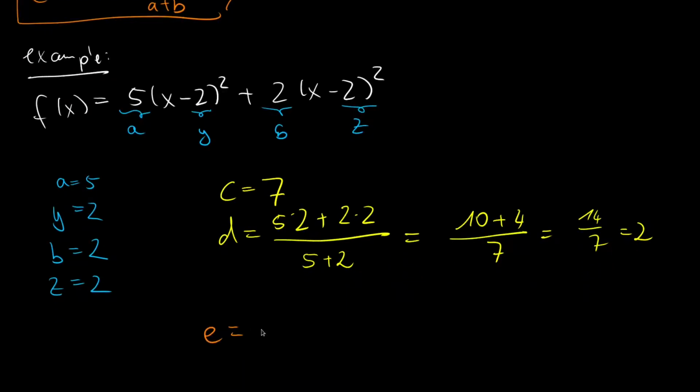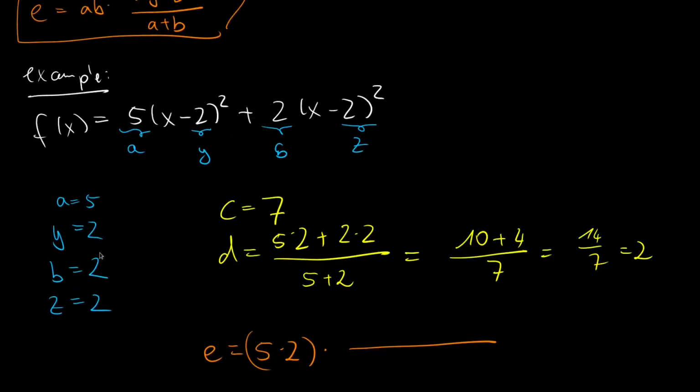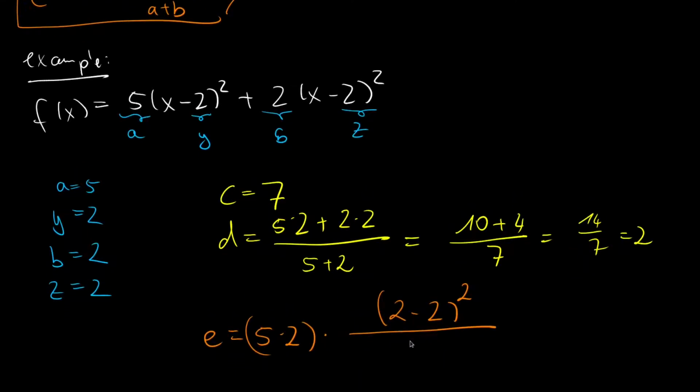Then let's also calculate the e. Here we are having a times b, which is 5 times 2. Then in the numerator we have (y minus z) squared, which is (2 minus 2) squared, over a plus b, which is 5 plus 2. And we see 2 minus 2 is 0, squared is still 0, so our entire e will be 0.